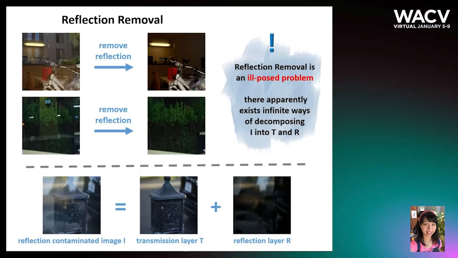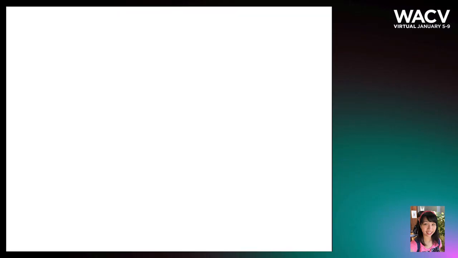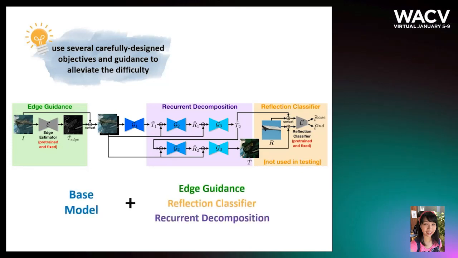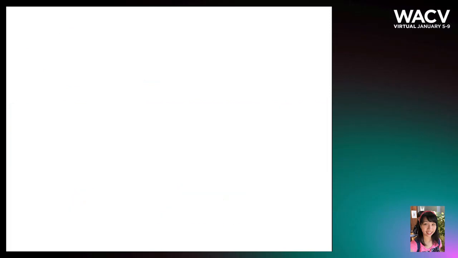There apparently exist infinite ways of decomposing I into T and R if I is provided without additional constraints or priors. Therefore, we propose to use several carefully designed objectives and guidance in our work for alleviating the difficulty of this ill-posed problem from different perspectives. We introduce a deep convolution network with three auxiliary extensions: edge guidance, reflection classifier, and recurrent decomposition.